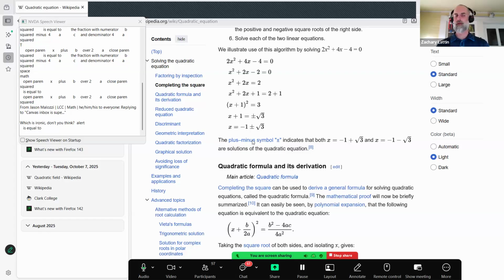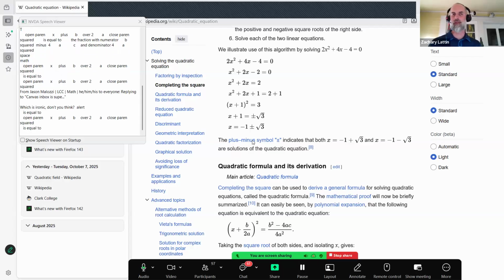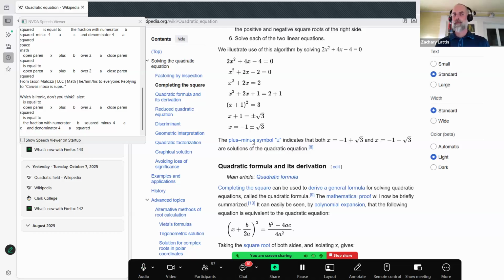Is equal, open paren, x plus b over 2a, close paren squared. Okay, so I got that: x plus b over 2a quantity squared. So I could move on and press the right arrow. Is equal to. There's the is equal to sign, and then the fraction with numerator b. And so I know already, okay, this is going to be a big fraction.